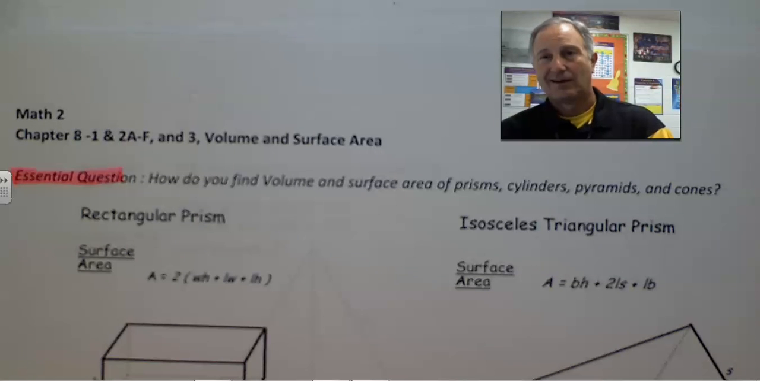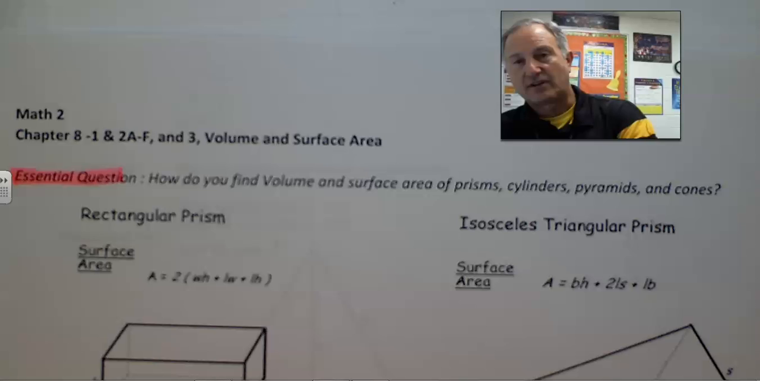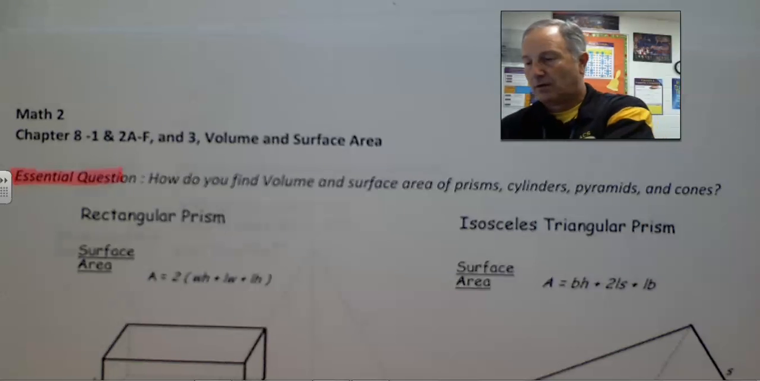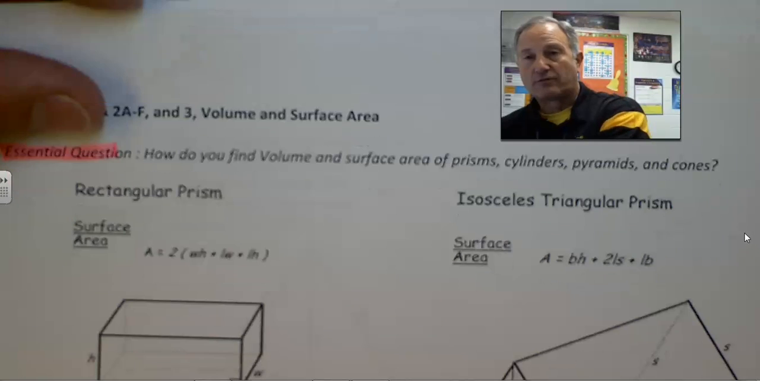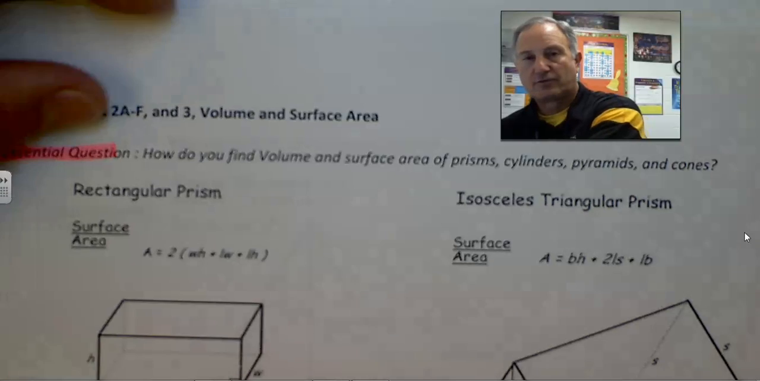I wrote down the formulas that the book has, and then I'll try to simplify some things as we go. Our essential question is, how do you find the volume and surface area of prisms, cylinders, pyramids, and cones? Okay, that's what we're going to do. And we'll break it down. We're going to start talking about volume, and then I'll introduce surface area.